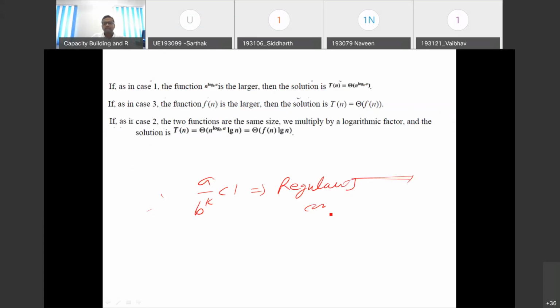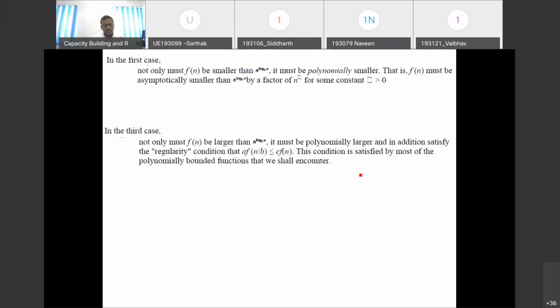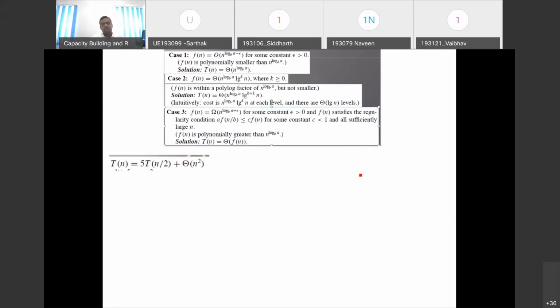Regularity condition must hold. So these are the two things. Now let us try to solve certain examples using the master theorem. So this is example number 1.